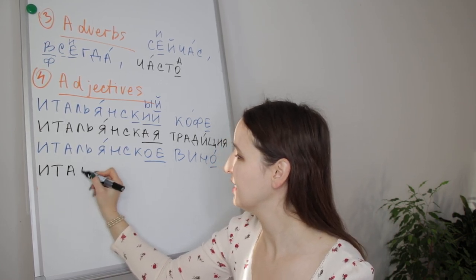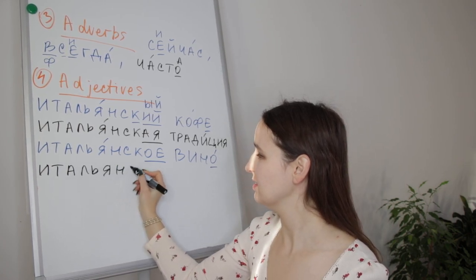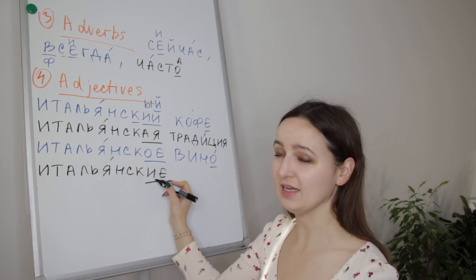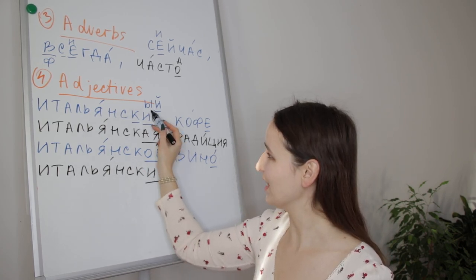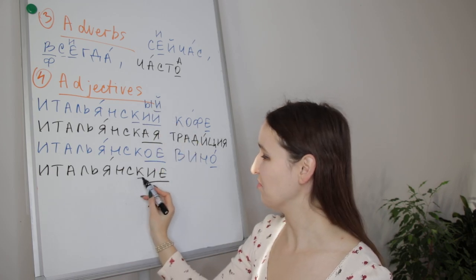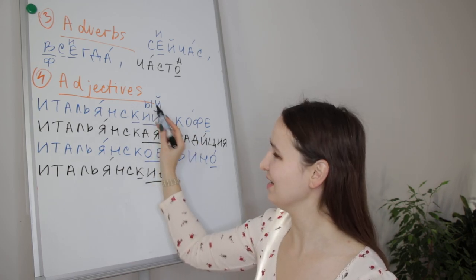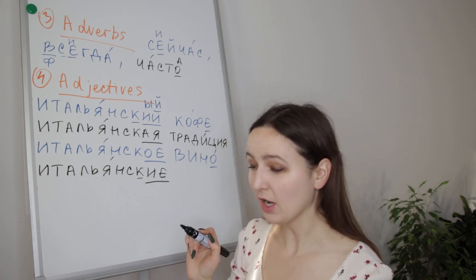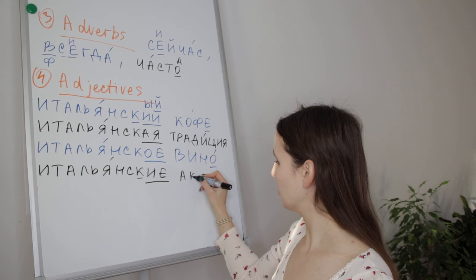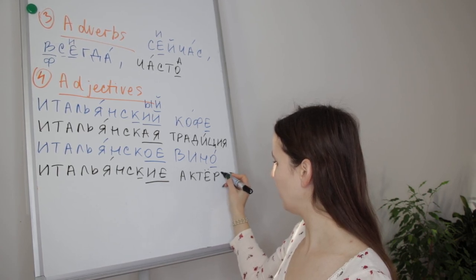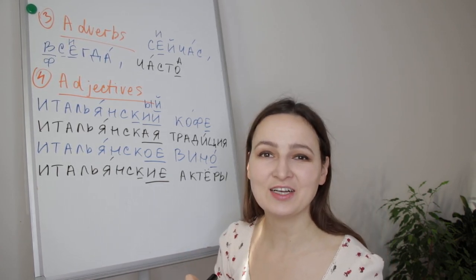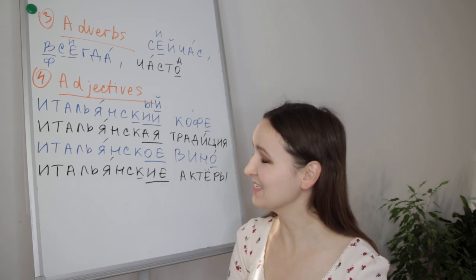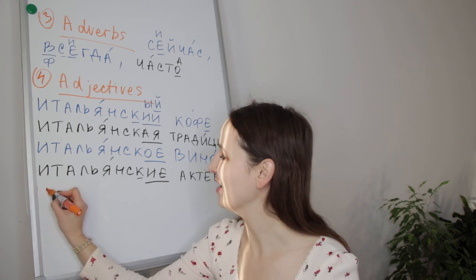And the last one will be in plural. Итальянские. And again, the ending is ие, and we can't write ы here, because we have к, which does not support ы after it. Итальянские, let's say, актеры. Актеры, actors. Итальянские актеры. Italian actors. That's all for the adjectives.